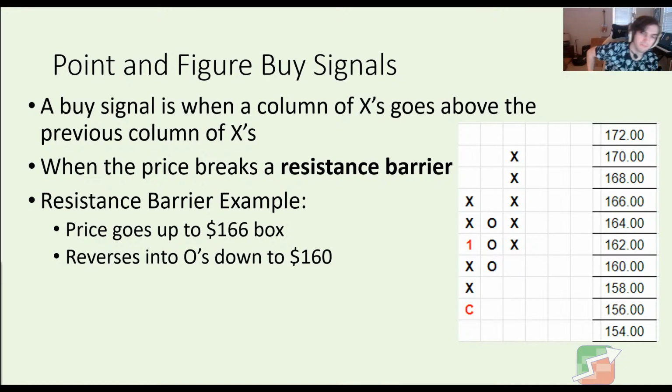So what does this mean? This means that the price was going up, and when it hit the $166 box, it ran out of steam. Investors thought, all right, you know what? It's not worth it to me anymore. This price isn't worth it to me. So it starts going back down. So what we get is we get a resistance barrier, because it's where the last time the price got up to $166, it ran out of steam.